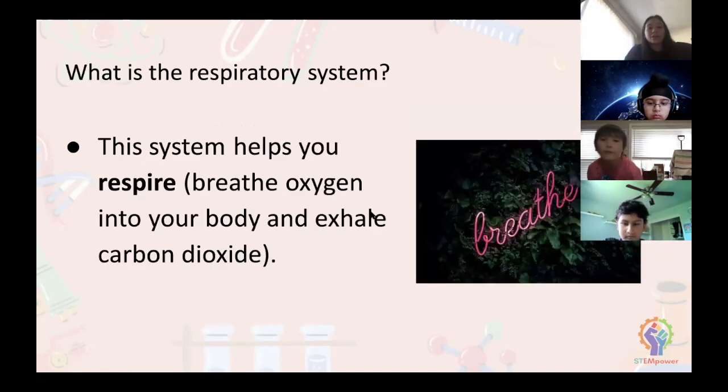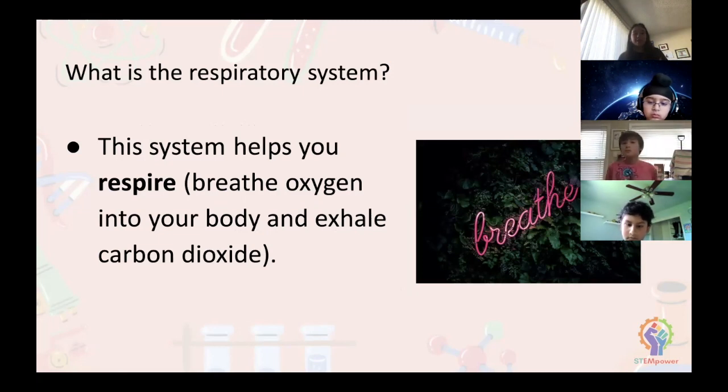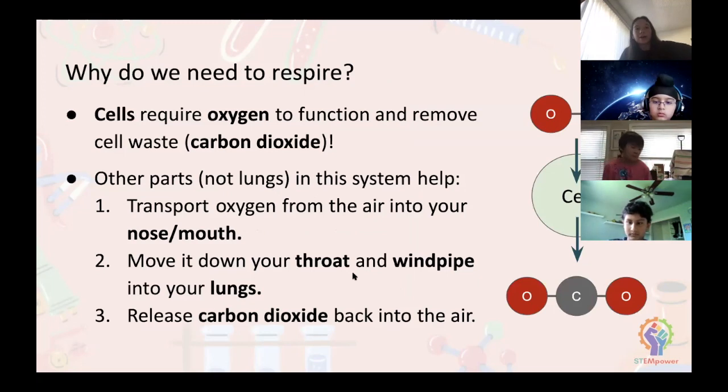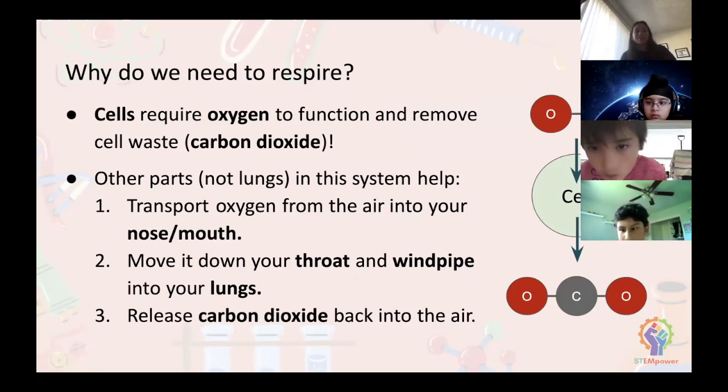Okay. So what is exactly the respiratory system? Well, this is a system that helps you respire. And respire is just a fancy way to say that you're going to breathe oxygen into your body and exhale carbon dioxide. And I think our next slide is going to talk about why we actually need to respire. The respiratory system kind of affects the cells, and again, I kind of emphasized this at the beginning. Cells are the foundation and the building blocks.